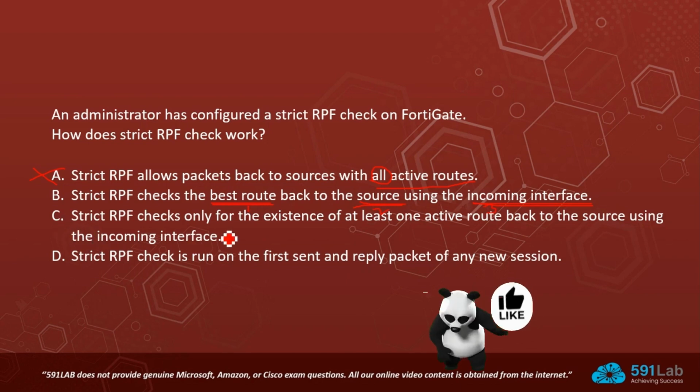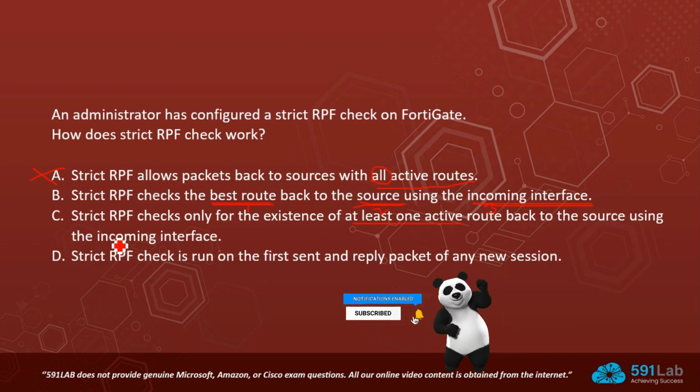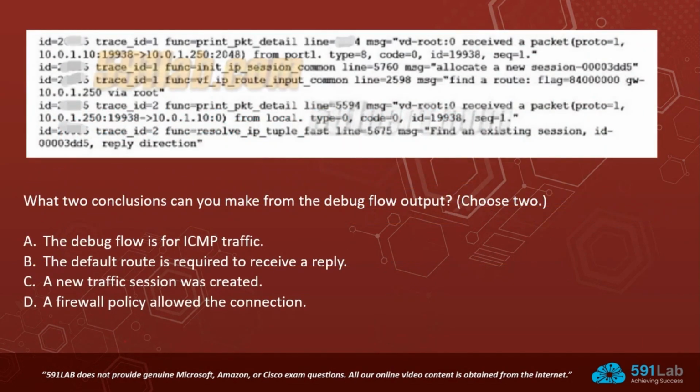Let's check answer C. Strict RPF checks only for the existence of at least one active route back to the source using the incoming interface. It's not active routes, hence answer C is also incorrect. Let's check answer D. Strict RPF check is run on the first sent-by-reply packet of any new session. No, this one is also incorrect. So for this question we can select answer B as the correct answer.